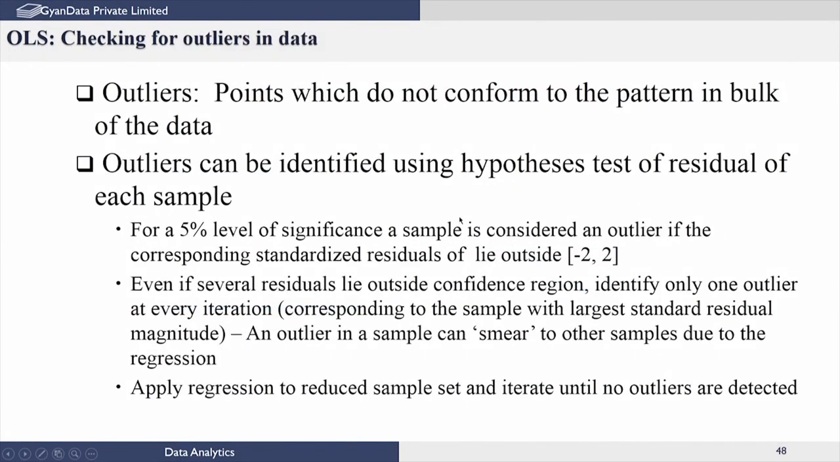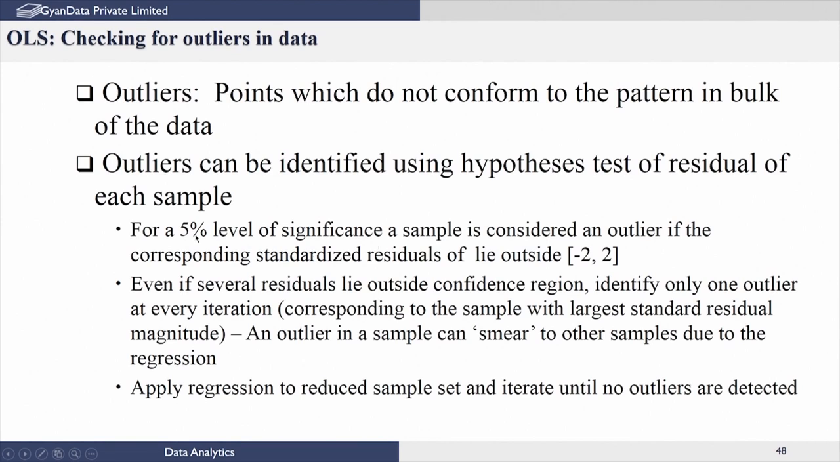Okay, the last thing that we need to do is also clean out the data. We do not want to use data that have got large errors, what we call outliers, points which do not conform to the pattern that is found in the bulk of the data, and the outliers can be easily identified using hypothesis test of the residual for each sample. We have actually found the standardized residual for each sample. So, the standardized residual roughly we know it follows a t distribution, but for large enough number of samples, we can assume that it follows a normal distribution.